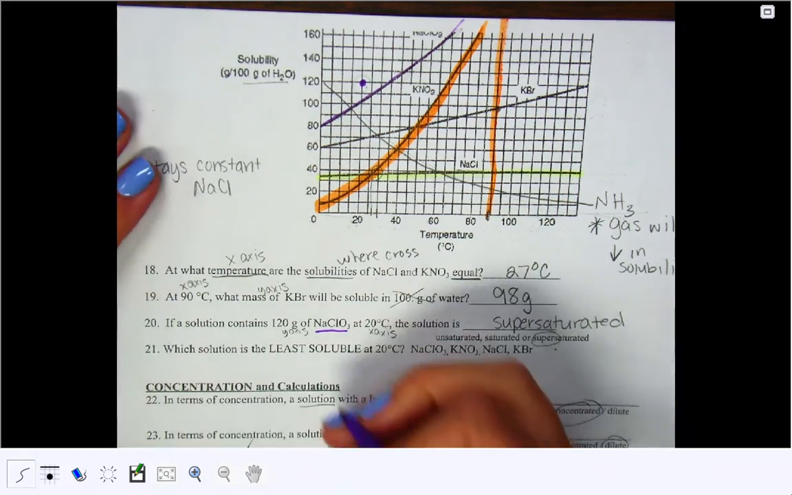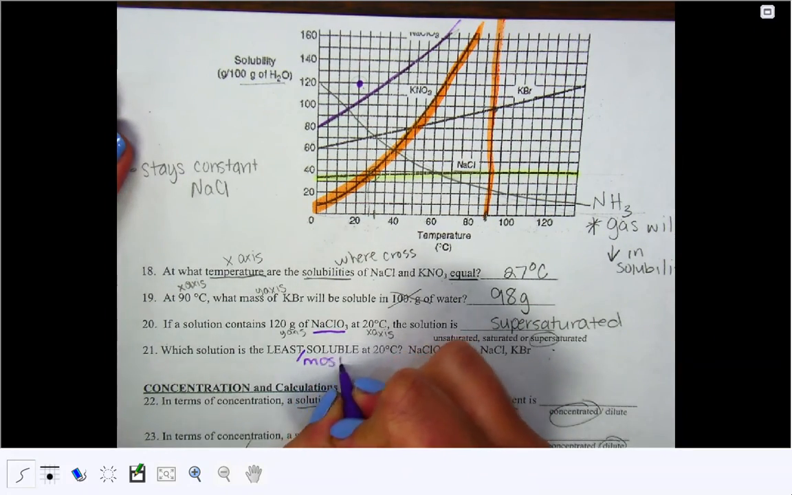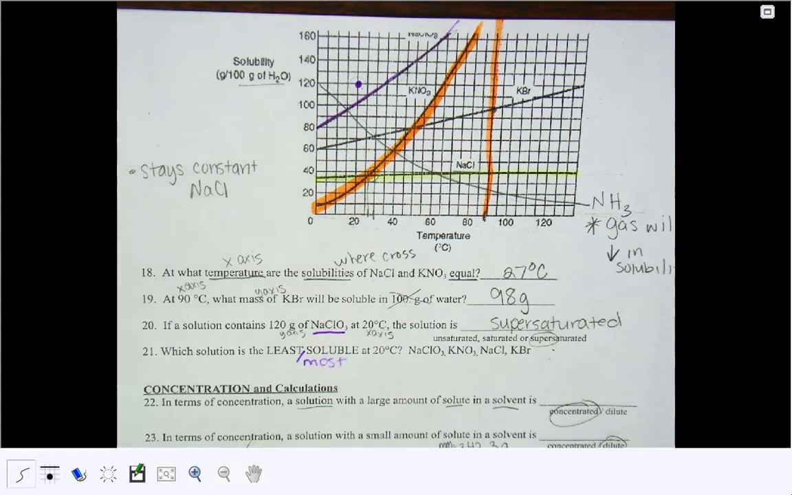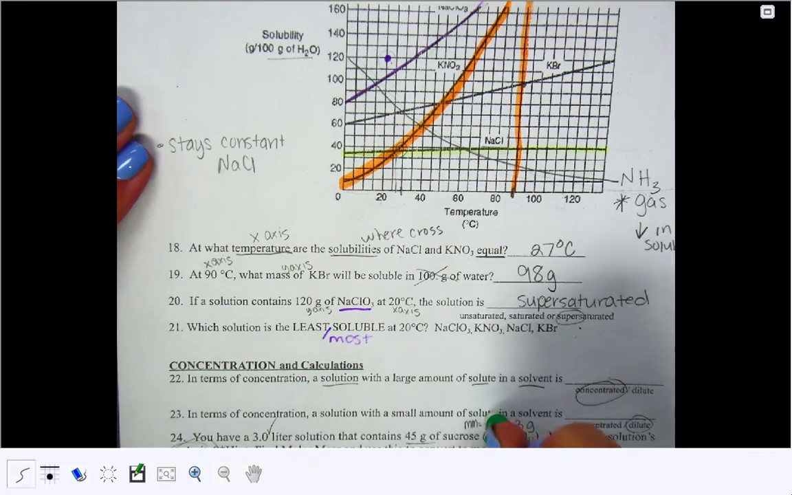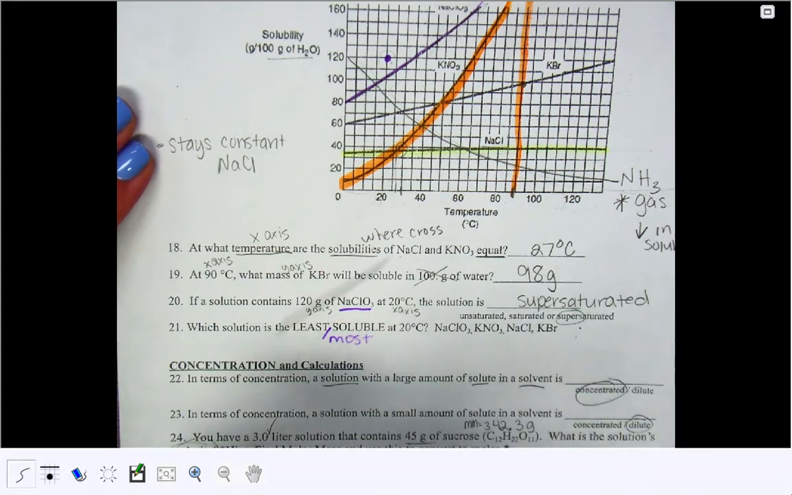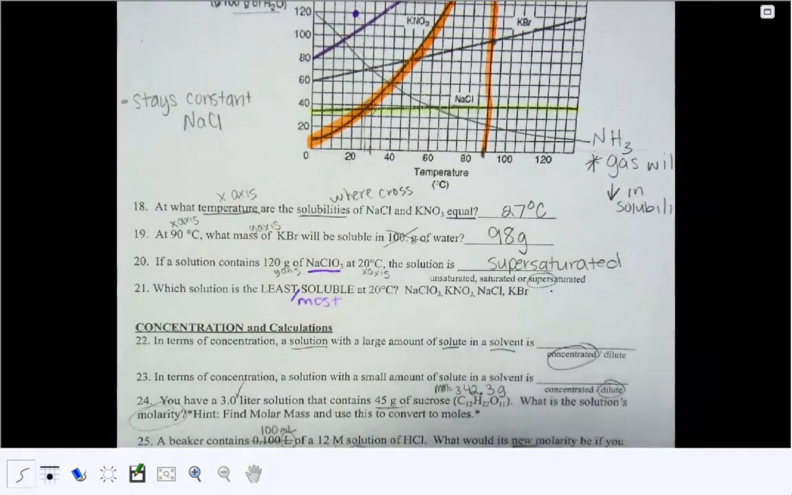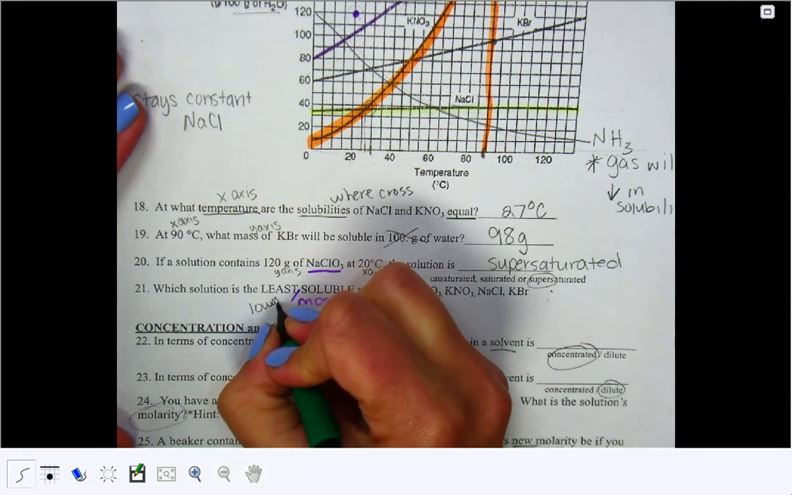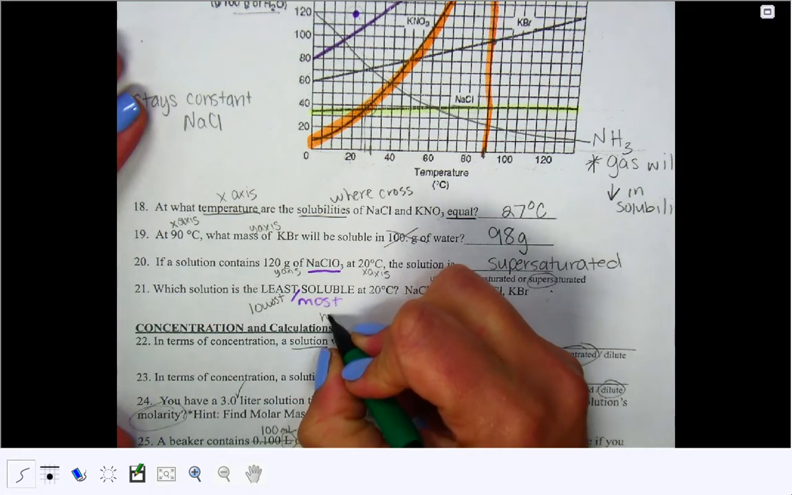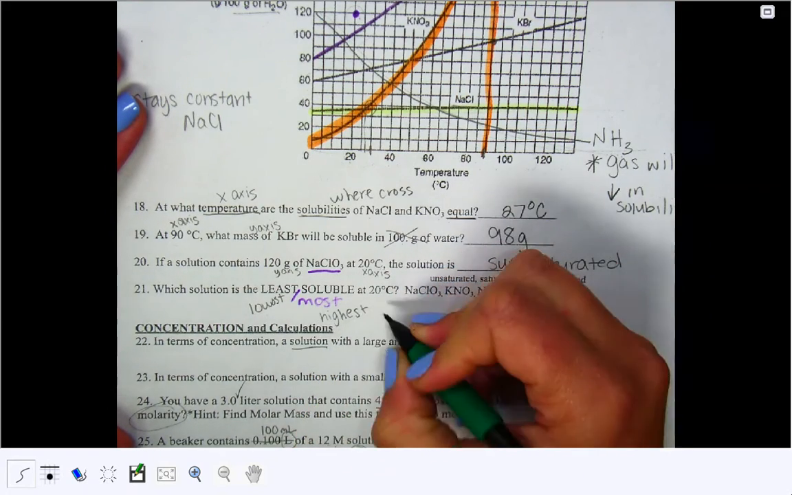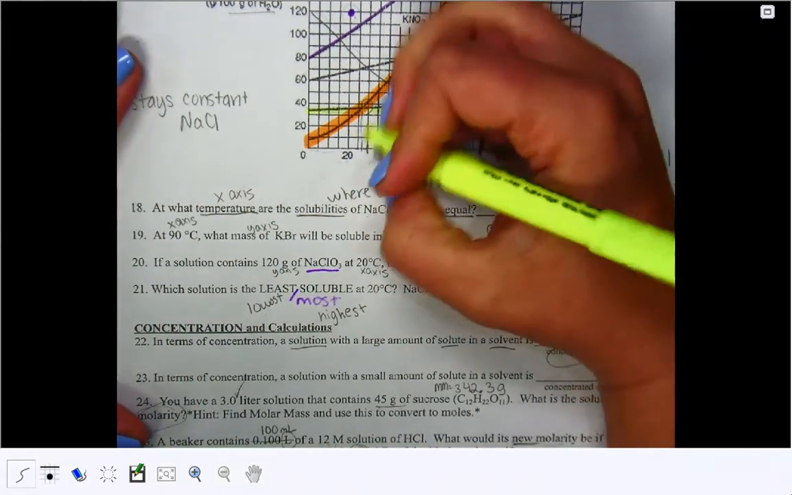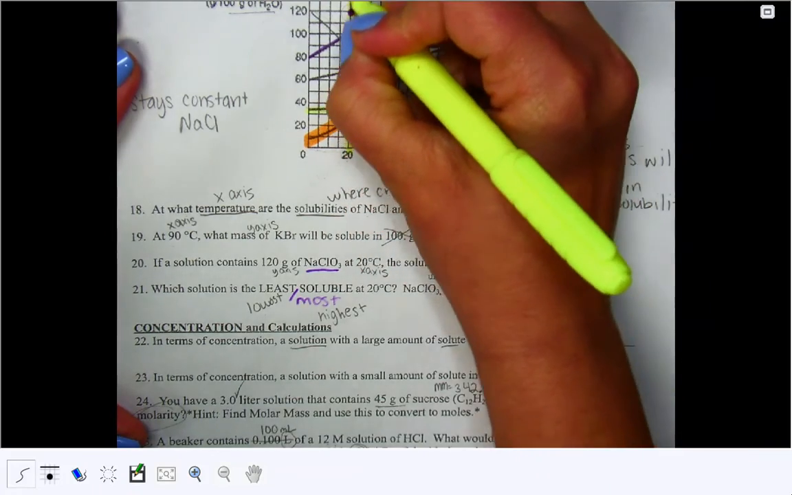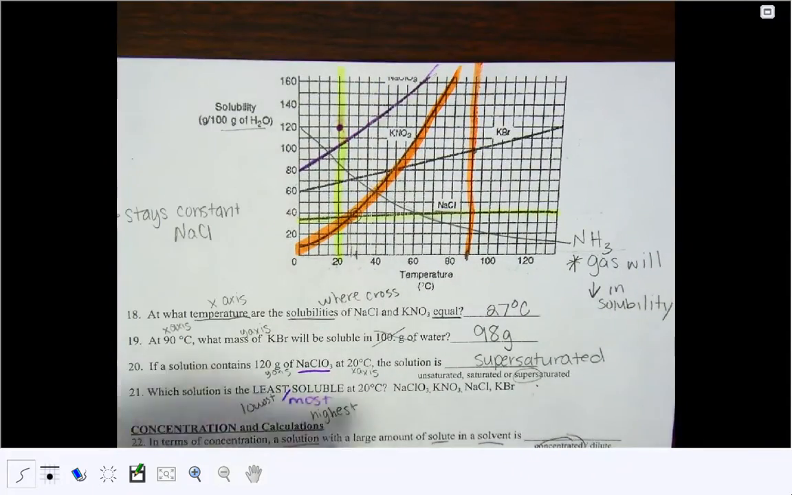All right, the last one said, which solution is least soluble at 20 degrees Celsius? You've got to be ready to see the word least or most. A reminder: least soluble will be the lowest number or the lowest point, and most would be highest. So we're going to look at 20 degrees Celsius, analyze that line, and look all the way up.